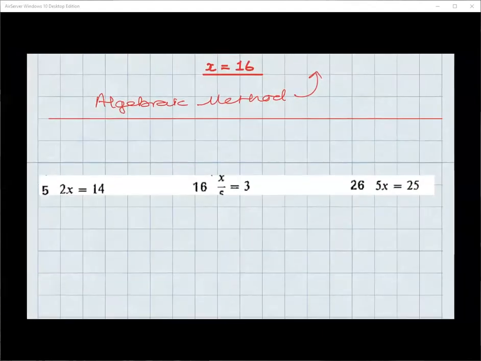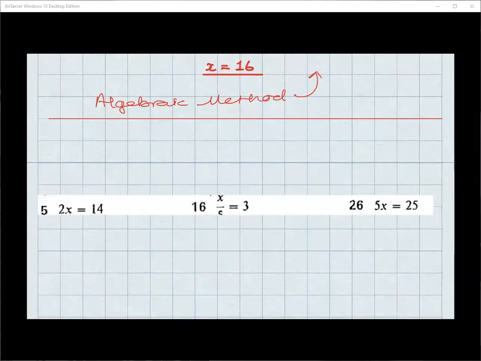Okay, so now we're going to have a look at, I'm going to call this the SIR method. Okay, the SIR method is change side, therefore change sign.